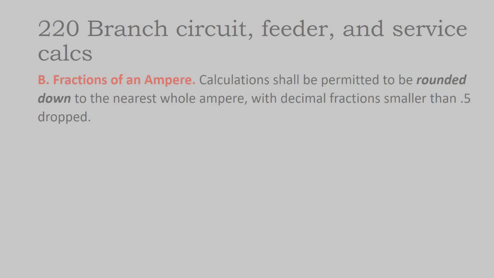For branch circuits, we're still defining things. So once we get into breaker sizings, we'll better understand the role of the neutral wire. Branch circuit feeders and service calculations, fractions of an ampere. Calculations shall be permitted to be rounded down to the nearest whole amp with decimal fractions smaller than 0.5 dropped.